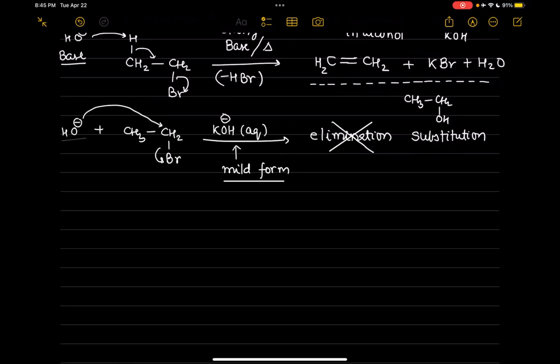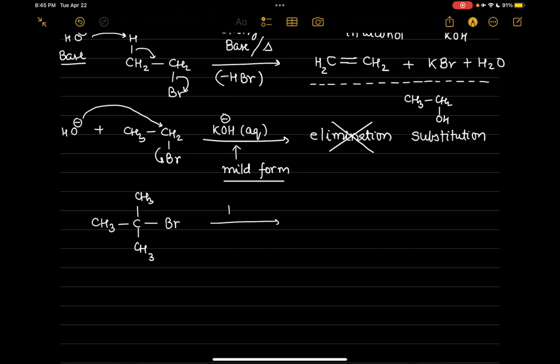Next is, suppose, let me take some more direct examples. And elimination always requires heat. That also you need to know, because you are breaking two groups, you require more heat. Okay.